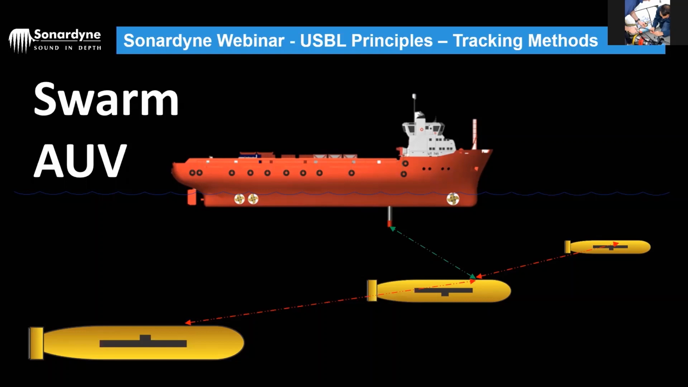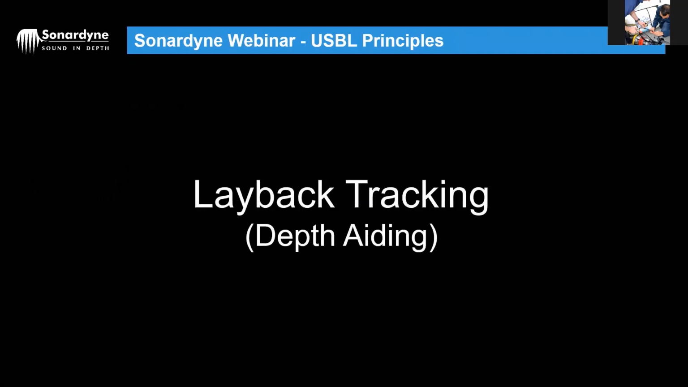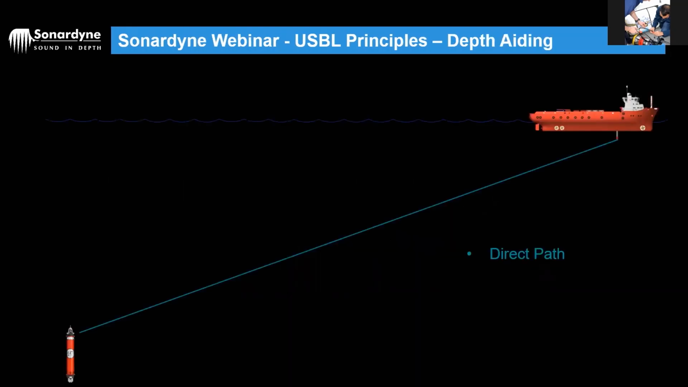All right. So that's the main tracking methods. But one thing I need to touch on is layback tracking. So things that are laid back or a long distance, laterally from the vessel. The most direct range between the two, the direct path there, is not always what we measure.